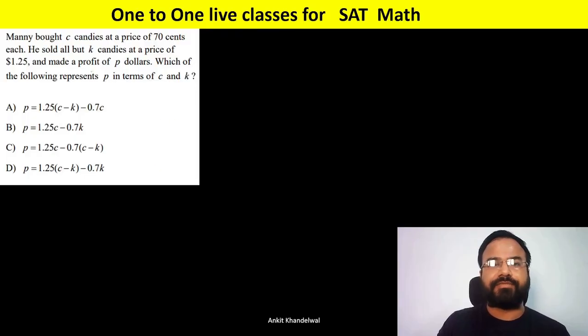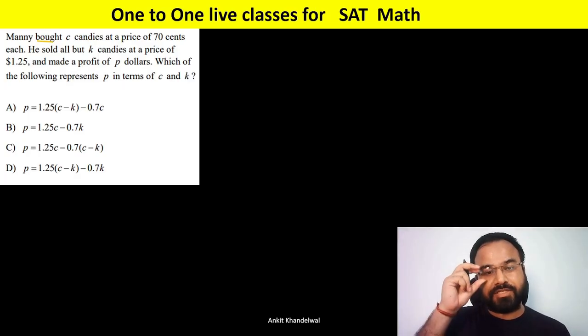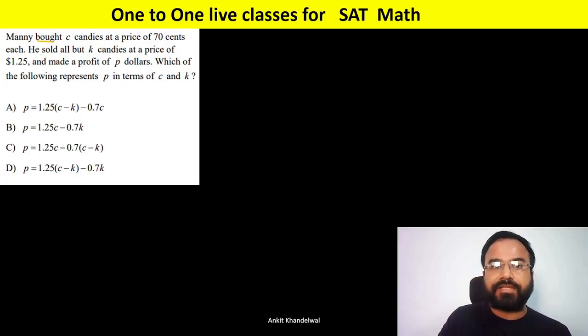Let's see this next question based on the profit and loss. It says Manny bought C candies at a price of 70 cents each. He sold all but K. When it is written he sold all but K, it means he is selling all candies except the K candies. So if I'm saying I bought 100 candies and I am selling all but 10, it means I am only selling 90 candies. He sold all but K candies at a price of this much and made a profit of this. Which of the following expressions represents P in terms of C and K?